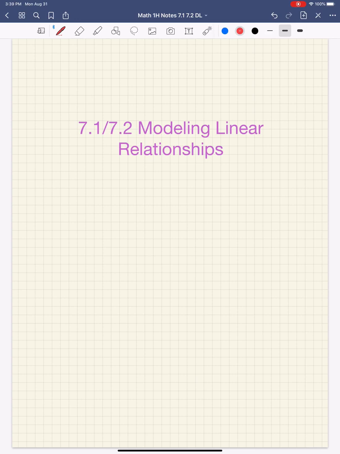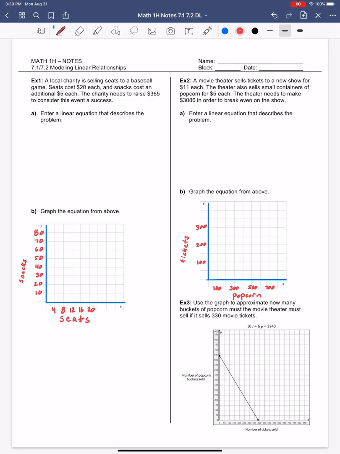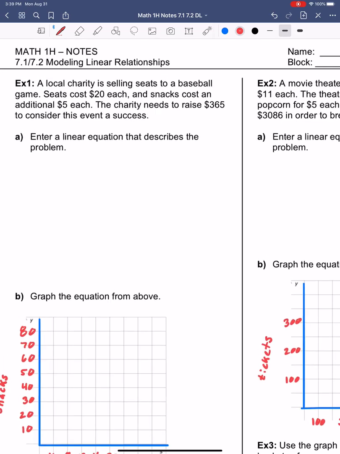Okay, we're going to jump into lesson 7.1, 7.2, which is on modeling linear relationships. These are going to be some word problems that we're going to set up using linear functions. Most of the time, the linear functions are going to be in standard form, the ax plus by equals c form that we looked at a couple lessons ago. We'll take a look at the first one here.